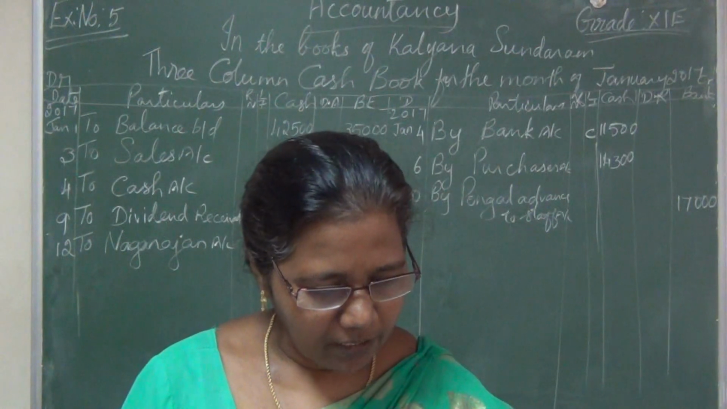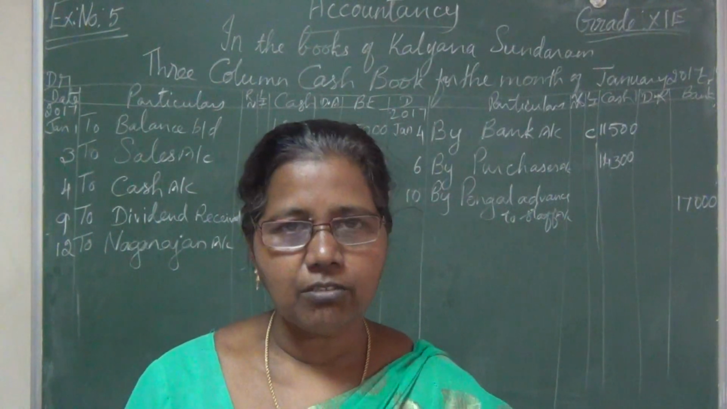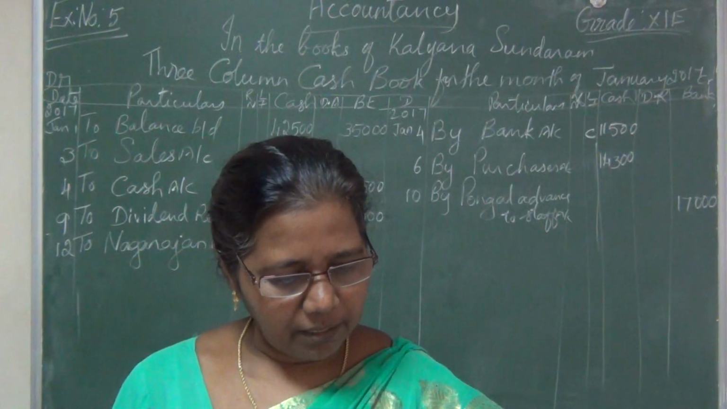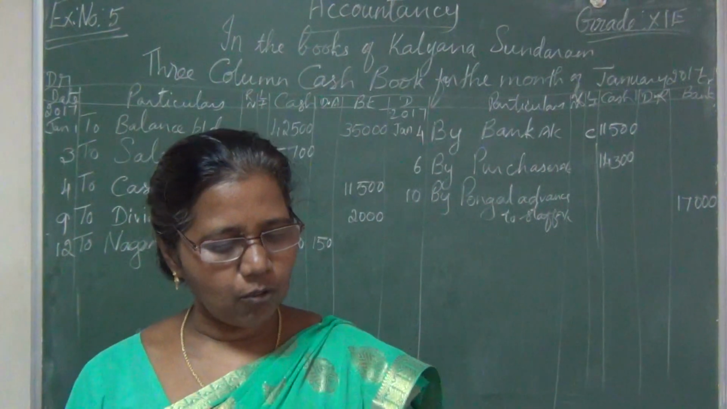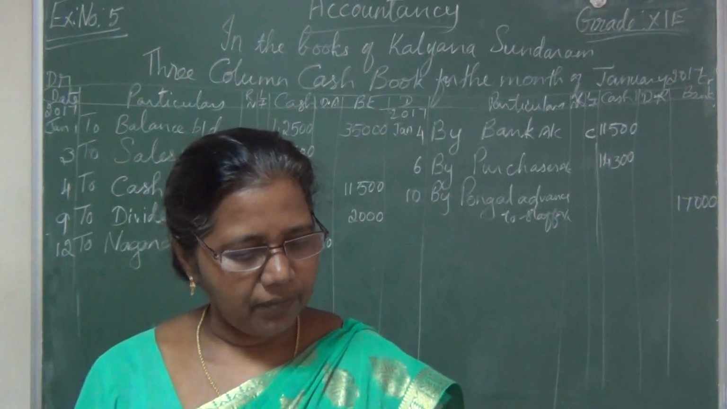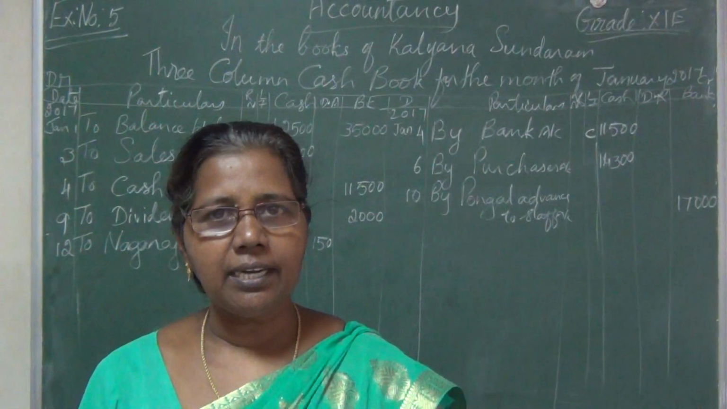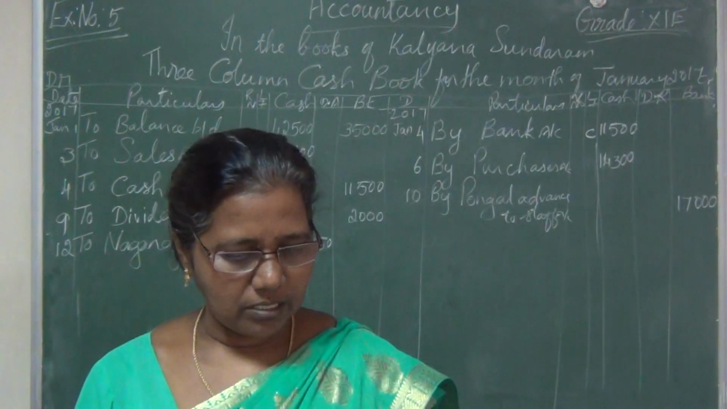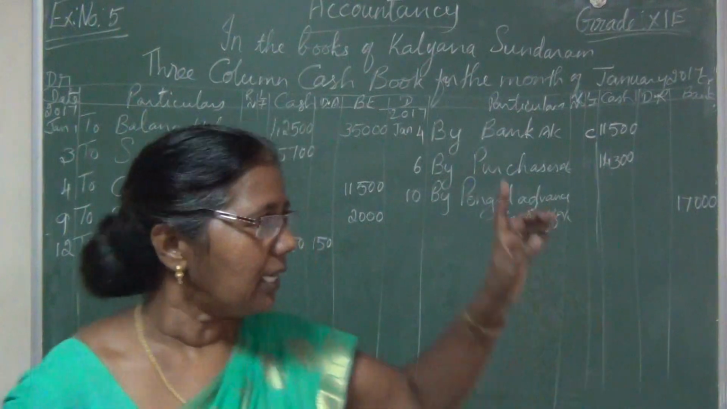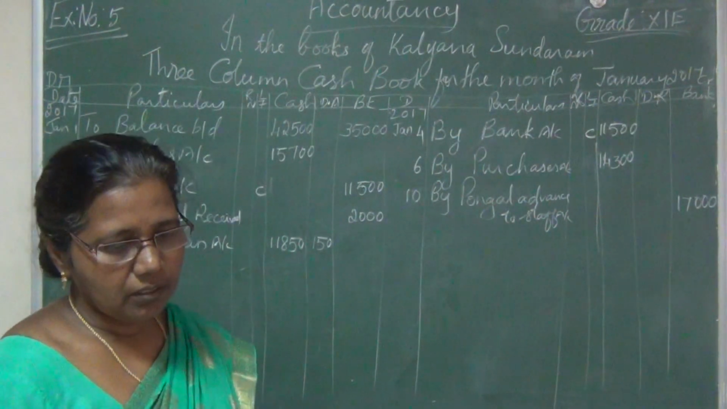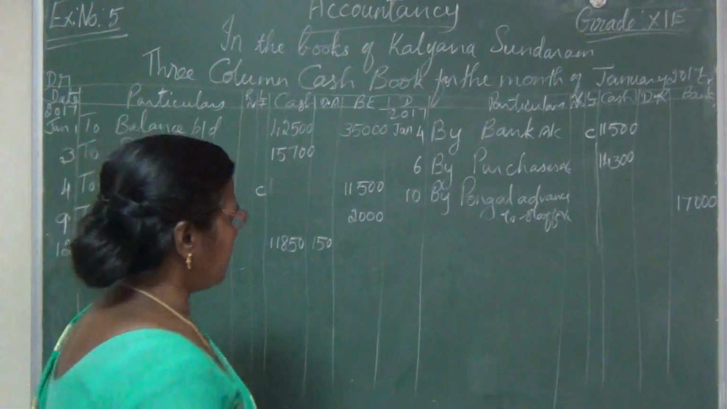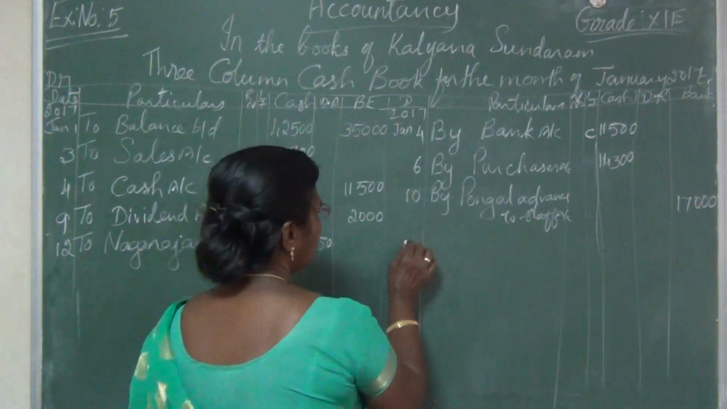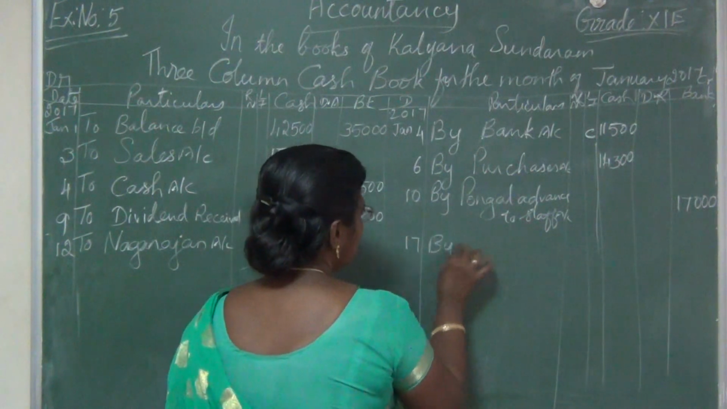Then paid Magesh in full settlement of his account, 20,000, 19,700 we pay. His account is due 20,000, but we are paying only 19,700. So the remaining is what? Discount received. It is a payment, so it will appear on the credit side, isn't it? So how will we write it? By Magesh account. First you write the date. Okay, 17, by Magesh.